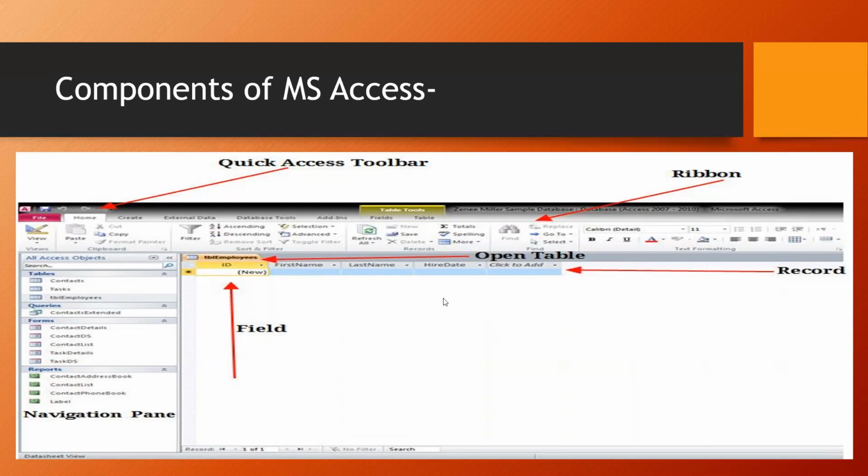Then this is a table. In this table we have these fields. ID is a field, first name is a field, last name, hire date. These all are the fields. As I told you, these are the columns. Then a record is this one horizontal line. And this is the navigation pane over here, from where you can directly click on something and be navigated there, like we have on online shopping websites. We have a navigation pane; you just click over there and you will be navigated, right? So this is the overview of the components of MS Access.